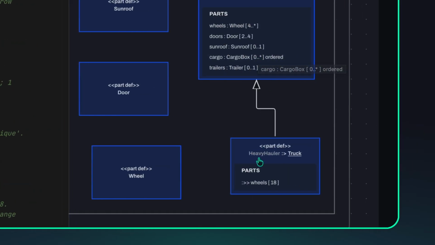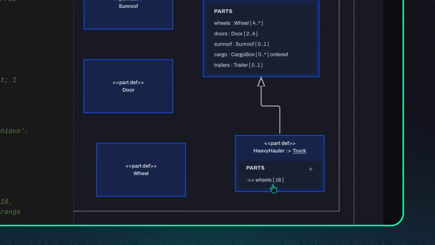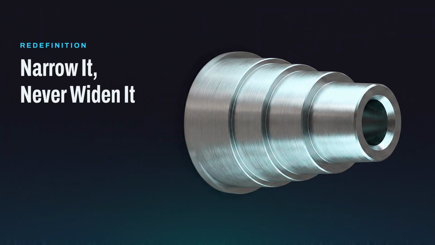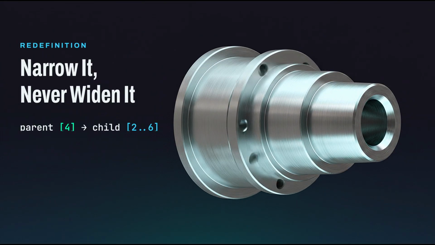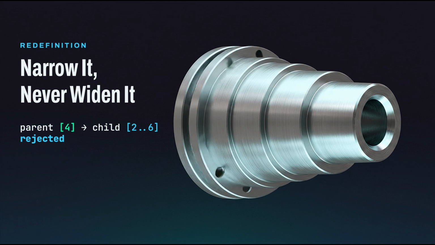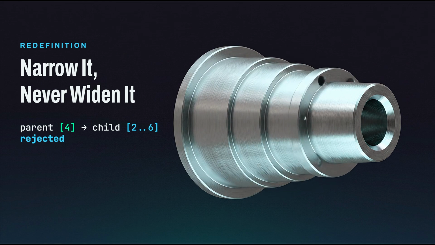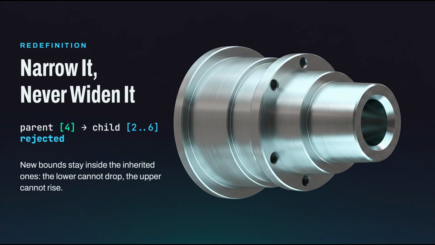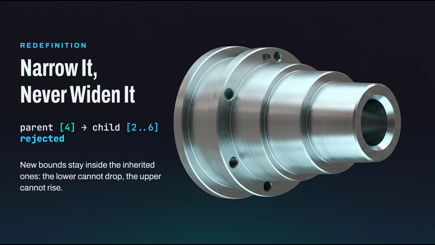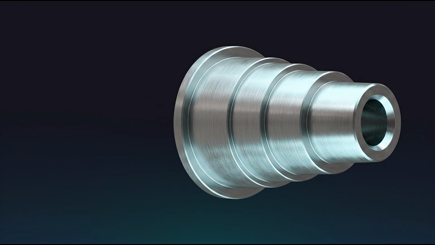Finally, the specialized heavy hauler narrows the inherited wheel multiplicity. The greater than operator redefines the inherited wheels feature. Square brackets 18 fixes its cardinality at exactly 18. This is compatible with the parent range of 4 to asterisk, because 18 is one of the counts the general truck allows. Redefinition can narrow multiplicity, not widen it. If a parent feature were fixed at 4, a child could not redefine it as 2 to 6. The new lower bound cannot be lower than the inherited lower bound, and the new upper bound cannot be higher than the inherited upper bound.